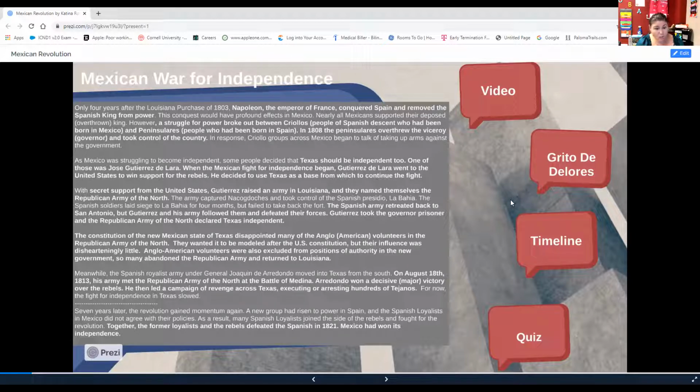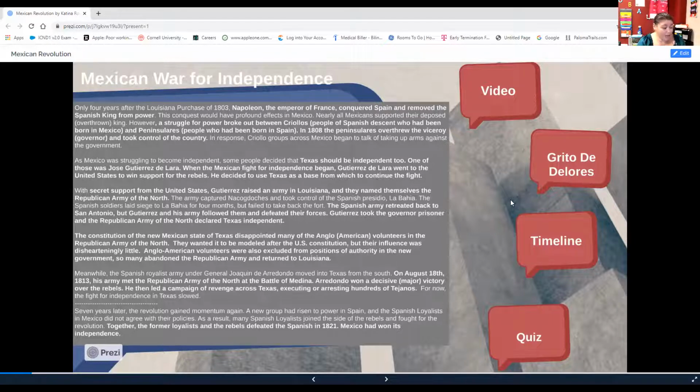So you do need to know the Battle of Medina was a very bloody battle. And from there, Spain won. The Tejanos, especially Jose Gutierrez de Lara, lost. And this was a big defeat for them. And it really puts Texas independence on hold for about another 40 years.